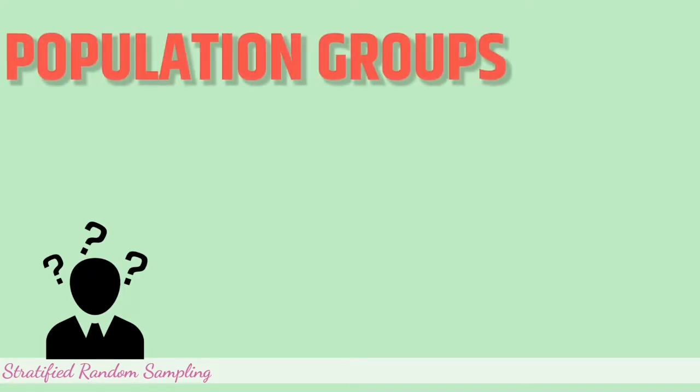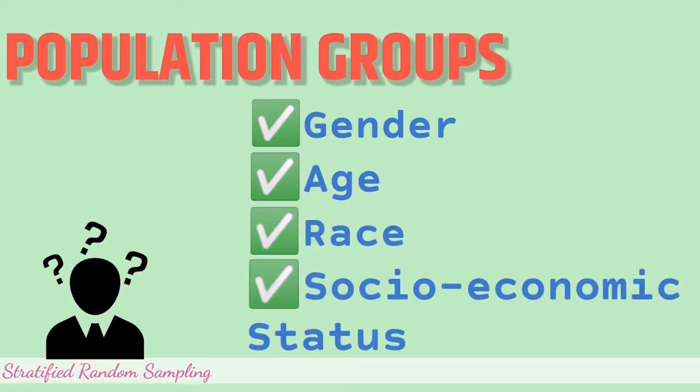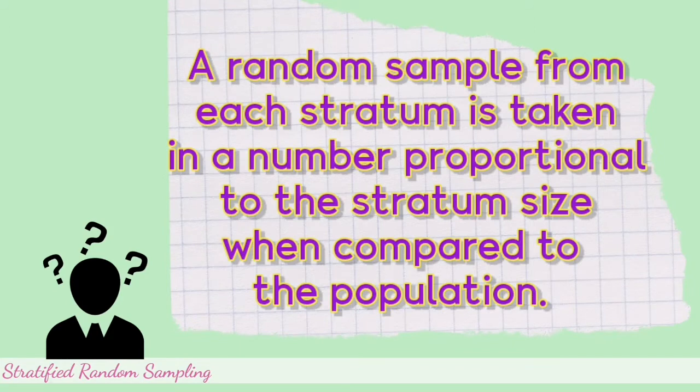To do this, he would create population groups based on gender, age range, race, or socioeconomic status. A random sample from each stratum is taken in a number proportional to the stratum's size when compared to the population.